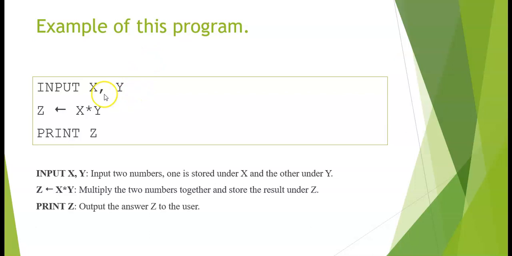And then to times these two values together, we can use another variable z. We can say z is equal to the two numbers times together, and then we just print, in other words display, the value for z back to the user. So input x and y means you input two numbers, one stored under x and the other under y. Z, left arrow, x asterisk y, multiplies the two numbers together and stores the result under z. And then print z outputs the answer z back to the user on the screen that they're using.